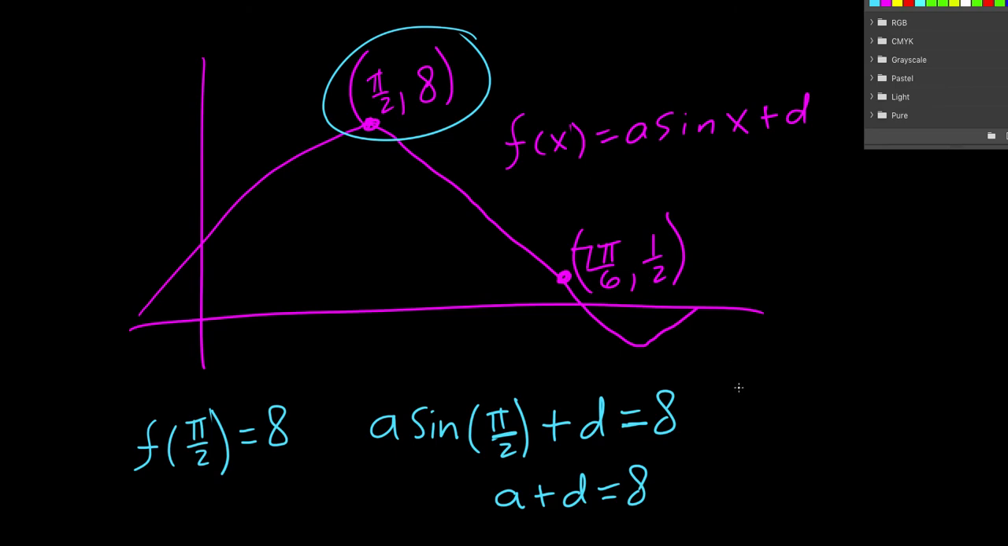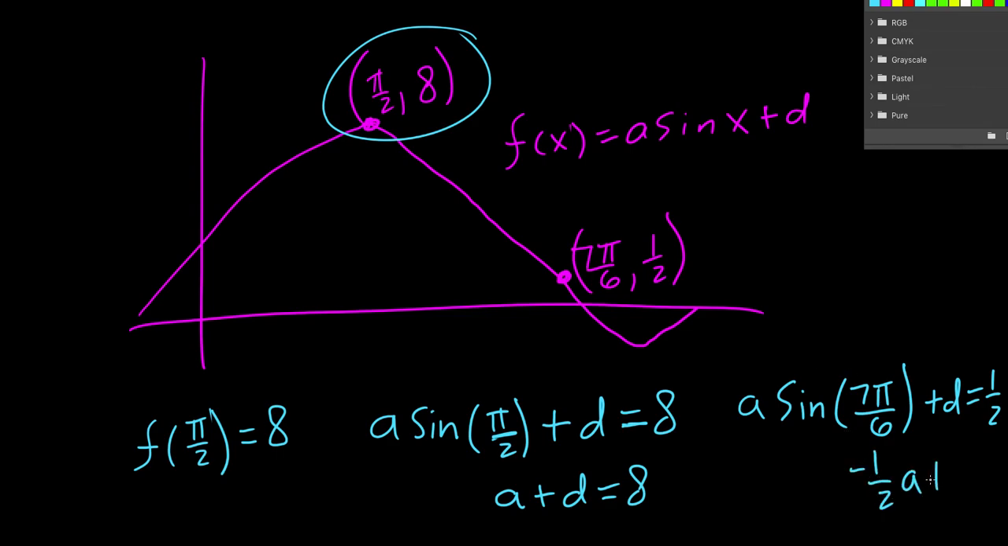Now we're going to use the other point, do the same thing. So we're basically just going to say a sine of 7 pi 6 plus d equals 1/2. And if we use the unit circle or a calculator, we see that that goes to negative 1/2. So it's negative 1/2 a plus d equals 1/2.